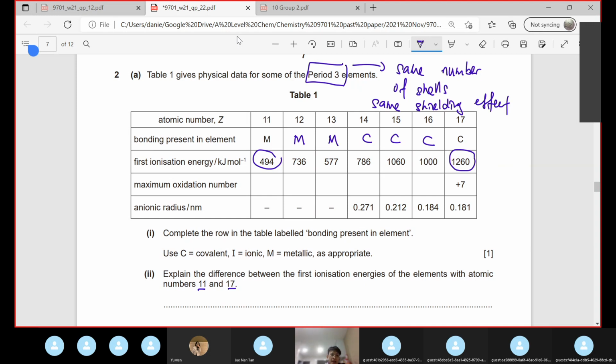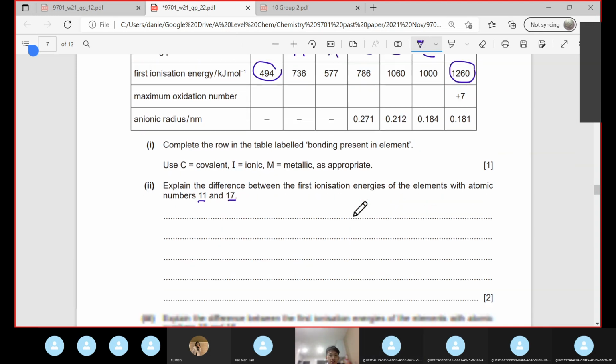Okay, when it comes to the first ionization energy, in your minds you should have these two factors. One is the nuclear charge, or you can use proton number to explain. Nuclear charge or proton number, this is the first factor we can use. The second factor is the shielding effect or screening effect. Both can. So these two factors you need to apply here.